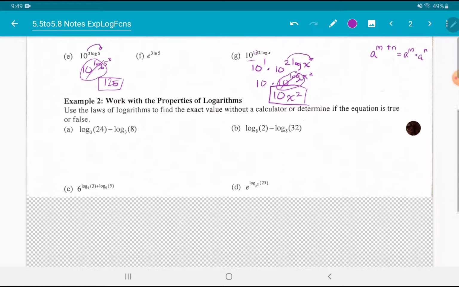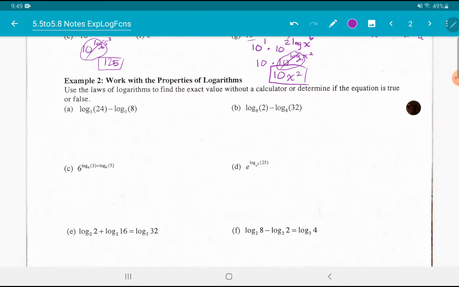As we take a look at example 2, let's look at some properties of logs. Let's do B, log base 8 of 2 minus log base 8 of 32. Because I have the separation of logs with a subtraction symbol, I know that this property can bring those together as one whole log. I'll have log base 8, since they're both log base 8, and then what we have is 2 over 32. Now 2 over 32 can be simplified. That's the same thing as 1 over 16.